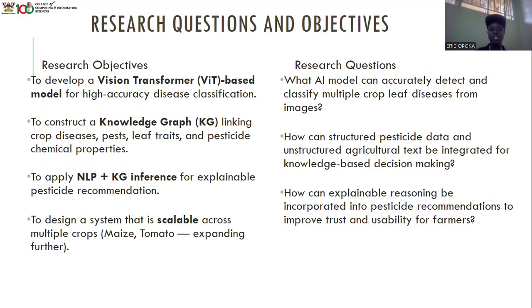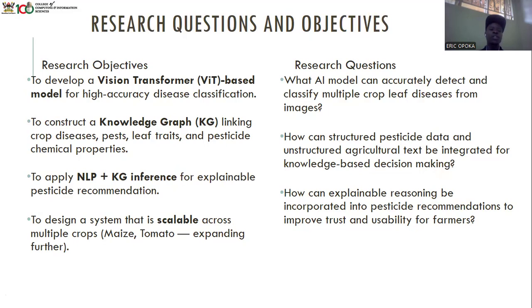So moving on, we have research questions. We have 3 main ones. What AI model can accurately classify multiple leaf pest disease images? This is one of the research questions we came up with. Next is how can structured pesticide data and unstructured chemical and agricultural text be integrated for knowledge-based decision making? How can explainable reasoning be incorporated into pesticide recommendation to improve trust and usability?